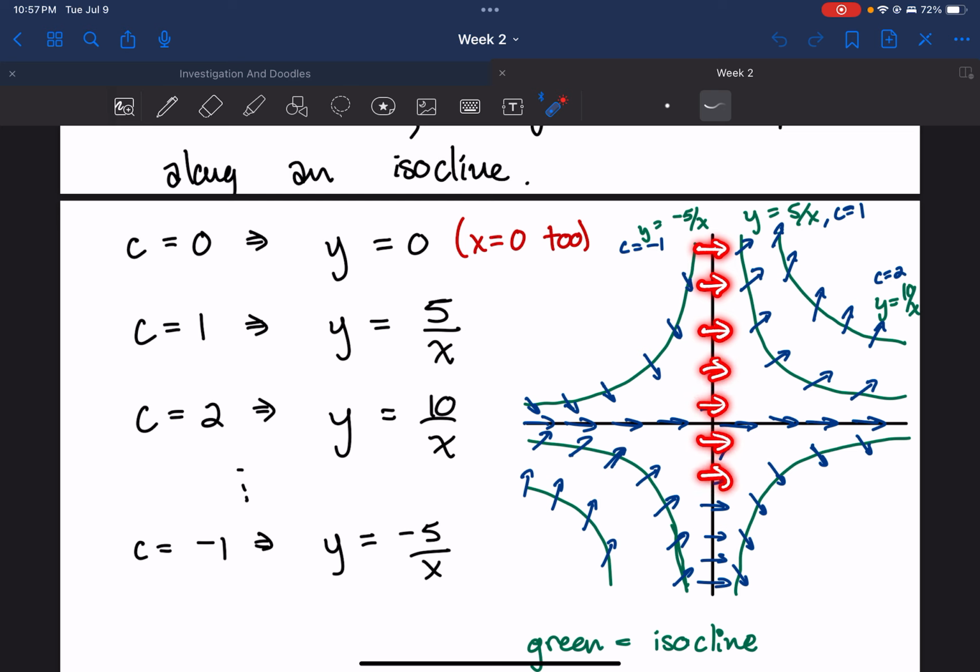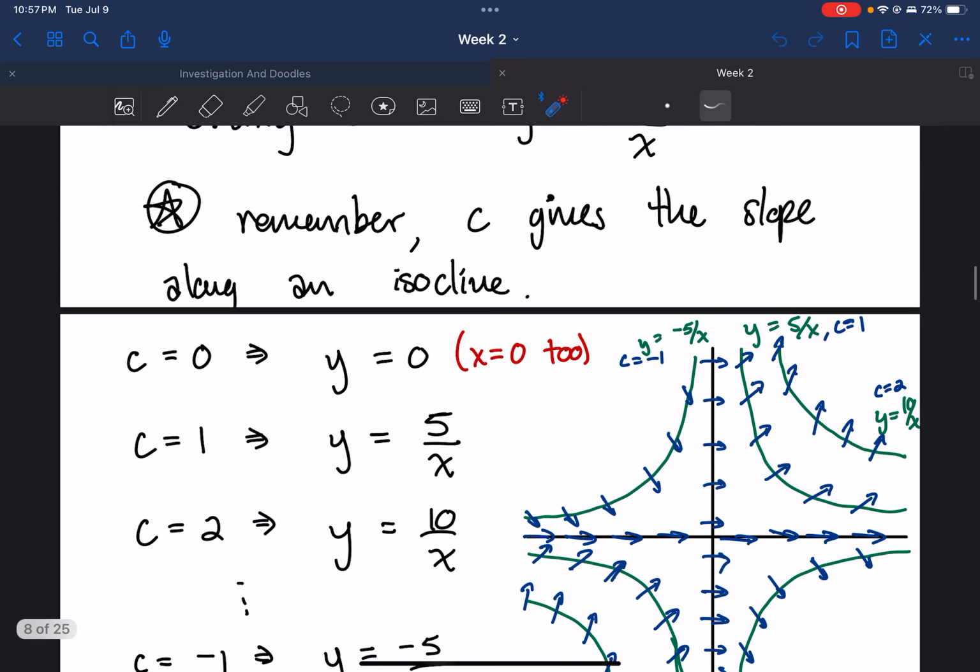Right? 0 slope, 0 slope, all the way down. That's a single isocline. What about if I pick c equals 1? So now I'm saying slope equals 1. Where does the slope equal 1?